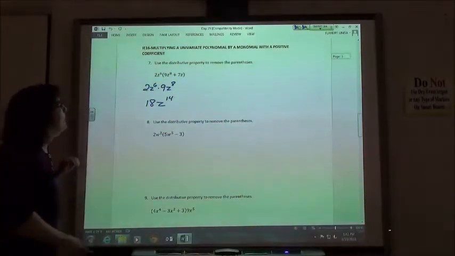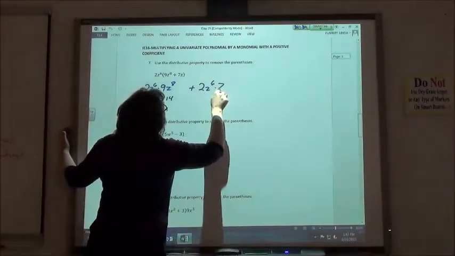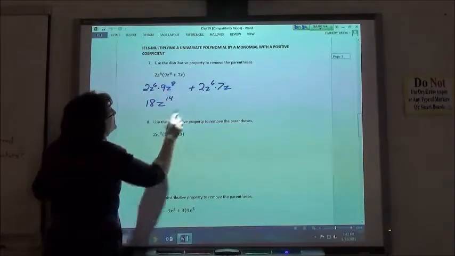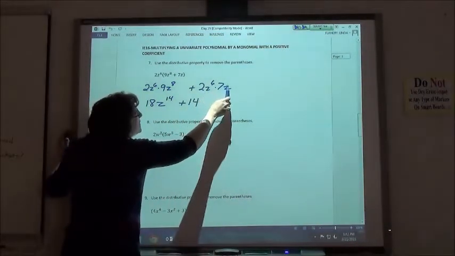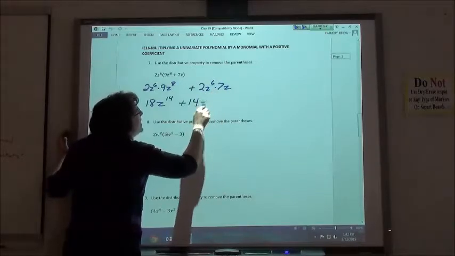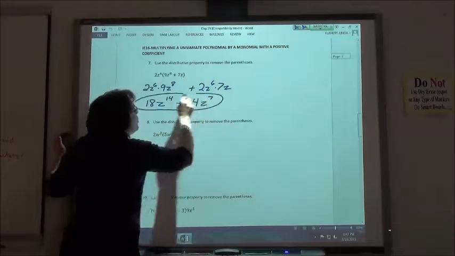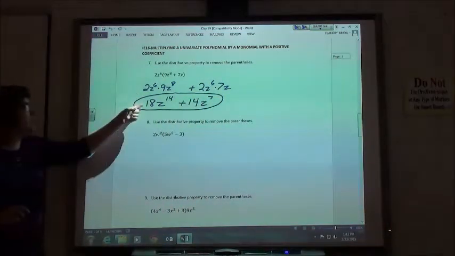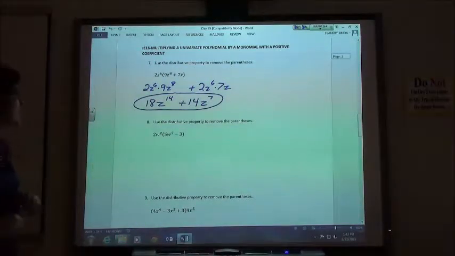Then we're going to take 2z to the 6 times 7z. So positive 2 times a positive 7 is a positive 14. Z to the 6 times z to the 1st. Adding that, I get z to the 7th power. Those are not going to be like terms because they have different exponents, so I can't add them together. I just write it down as 18z to the 14th plus 14z to the 7th.